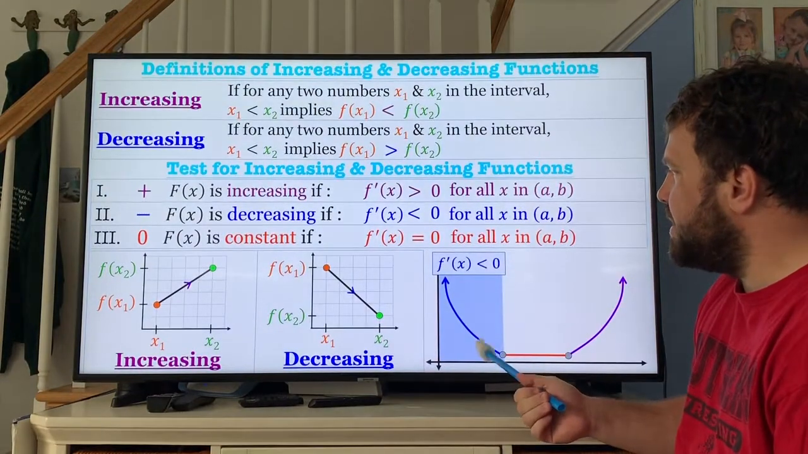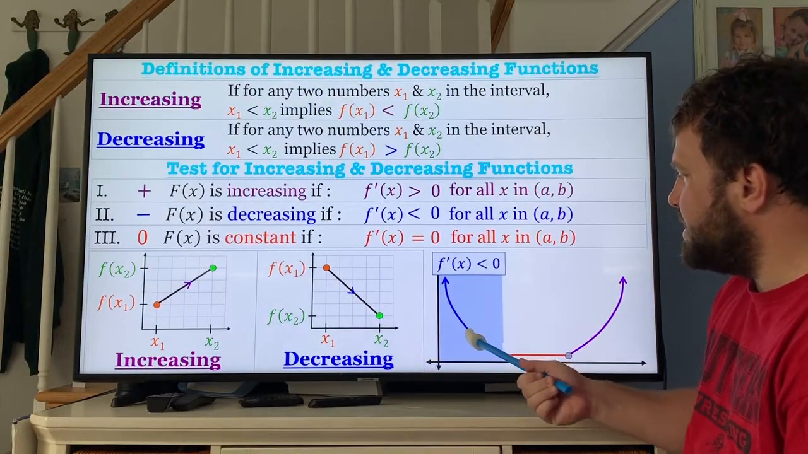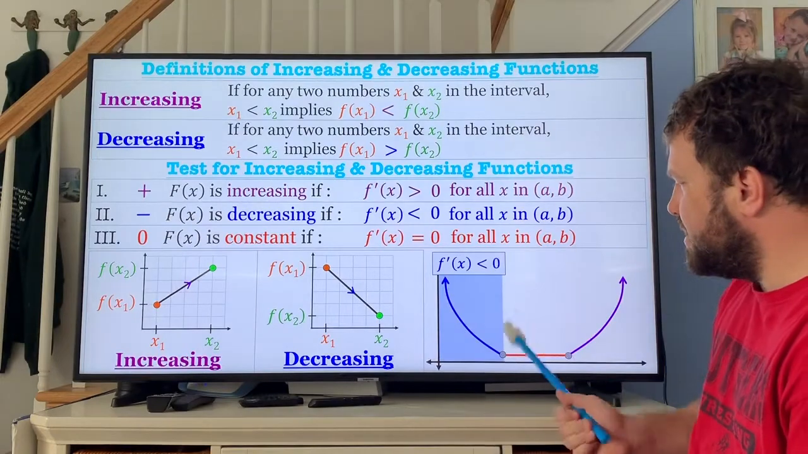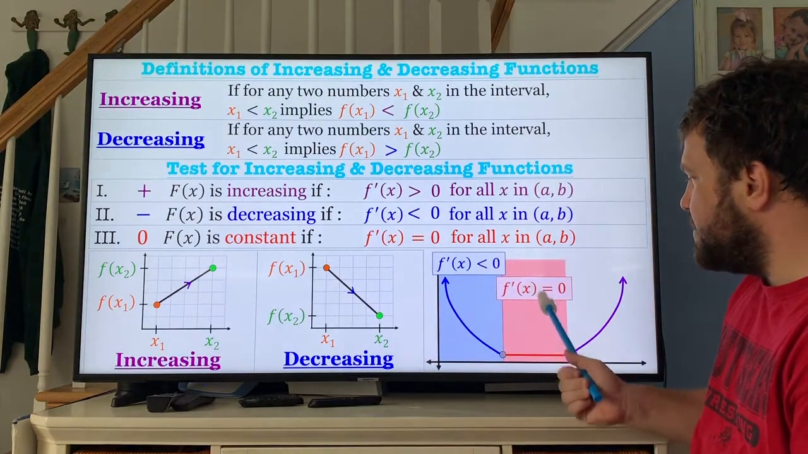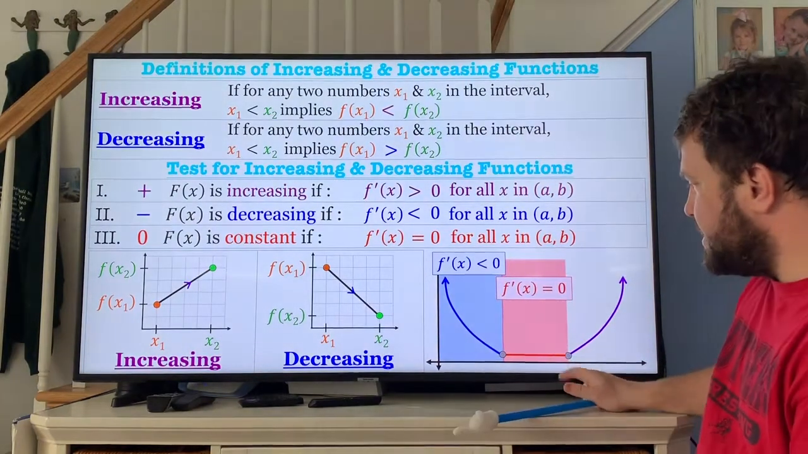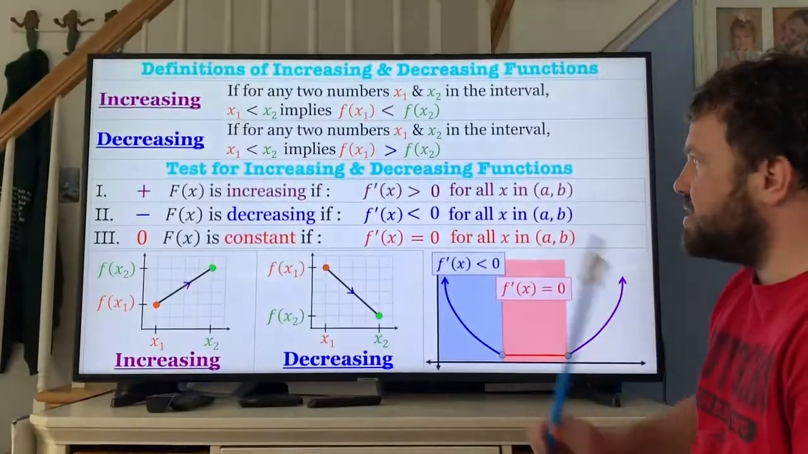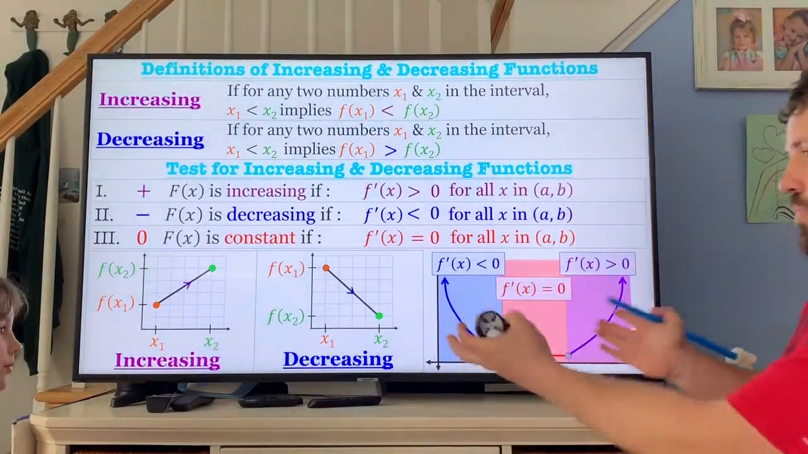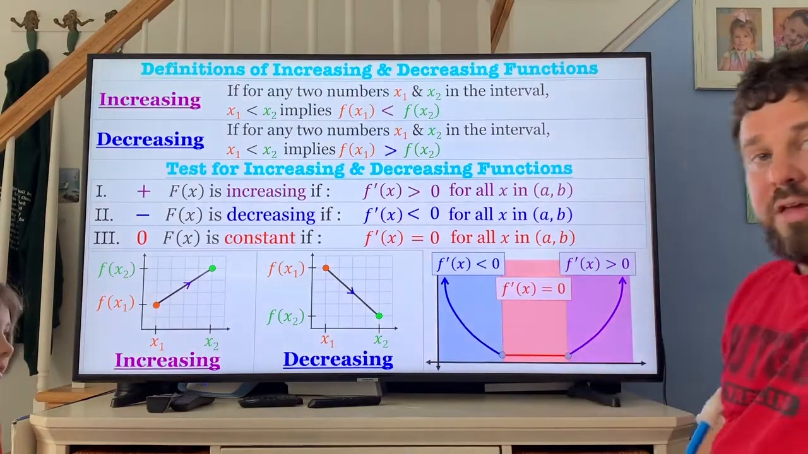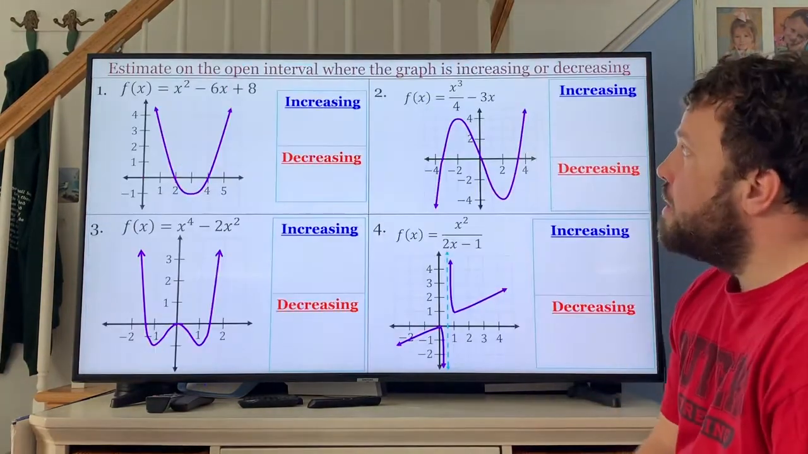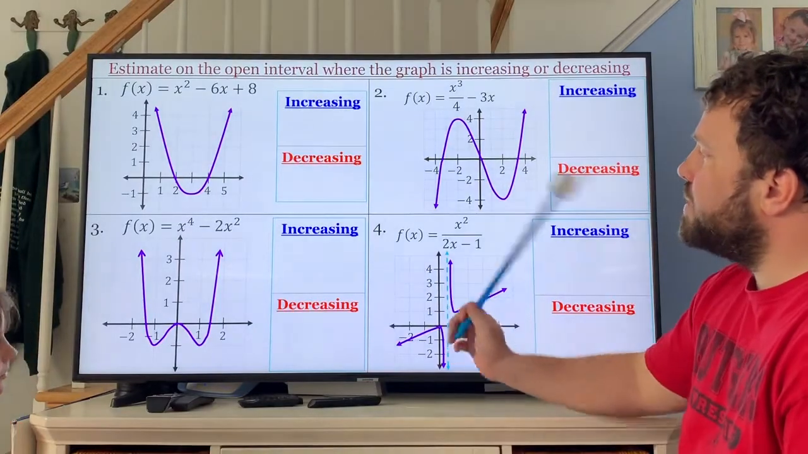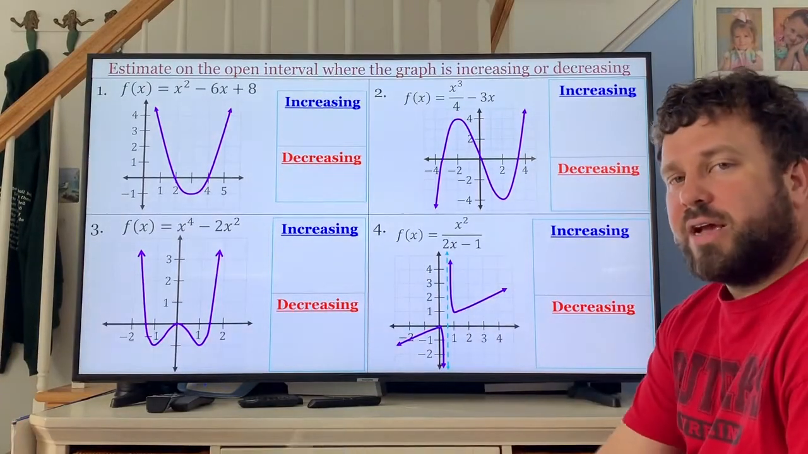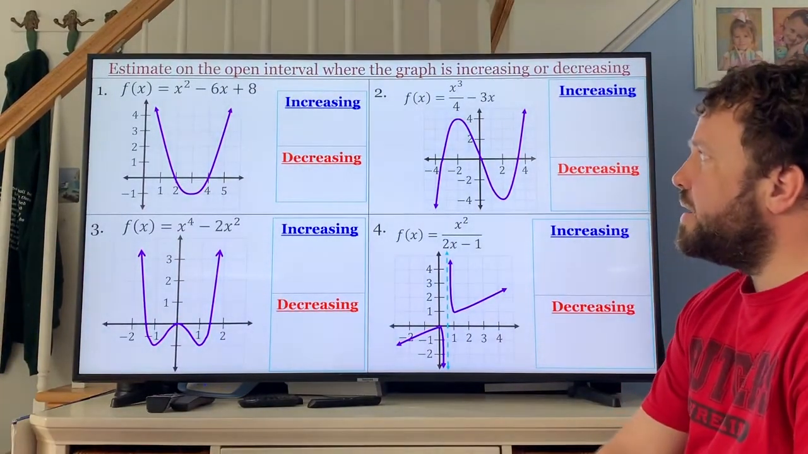Good. This part is less than 0. The graph is going down, so your slope is less than 0. Right here, your slope is equal to 0, constant, and this graph is increasing, so f prime of x is greater than 0. Got it? Good. All right, so what I want you guys to do is we're going to do problems 1, 2, 3, 4. You're going to try it on your own as I explained it to you. And then let's see how this works.